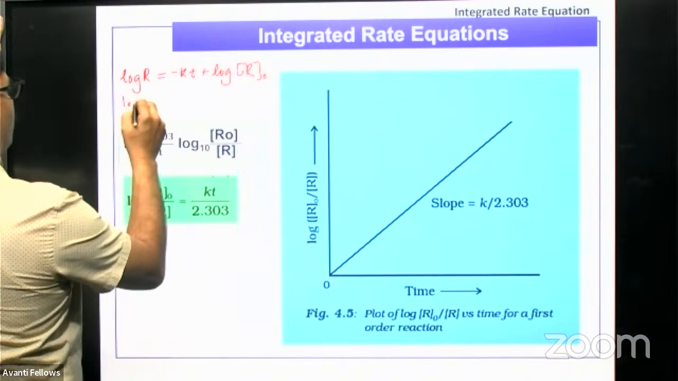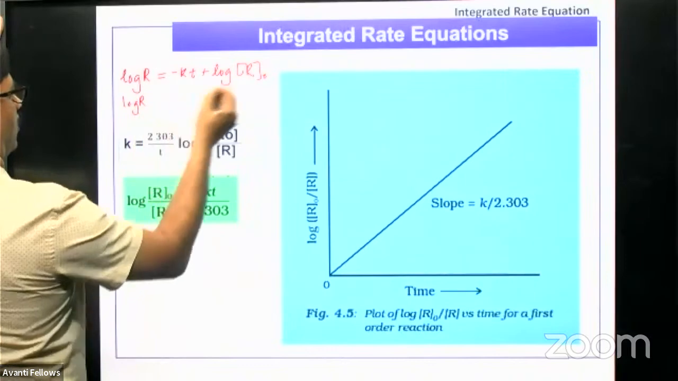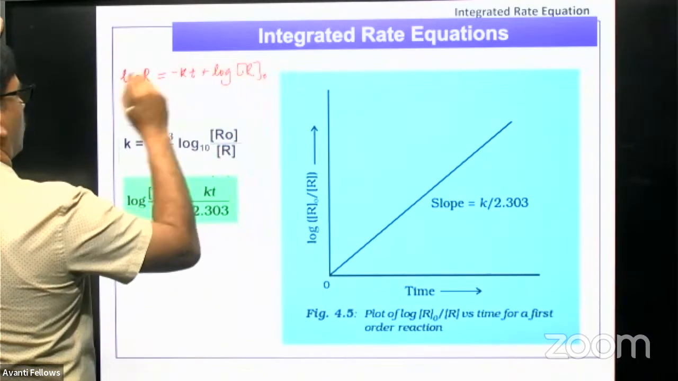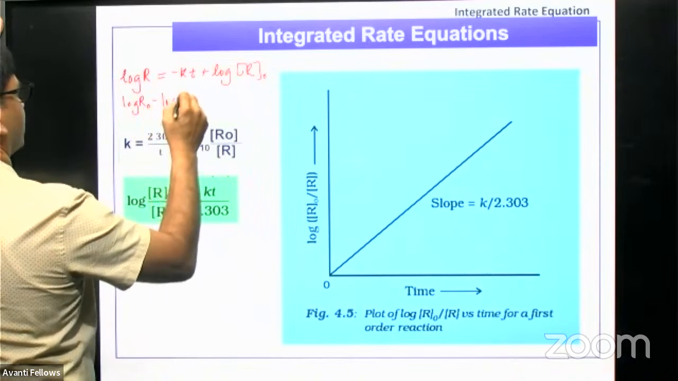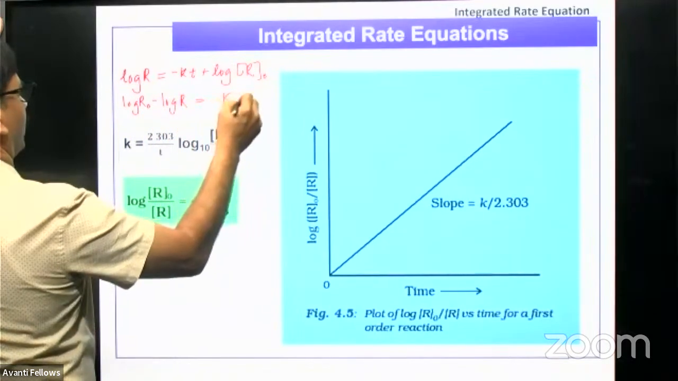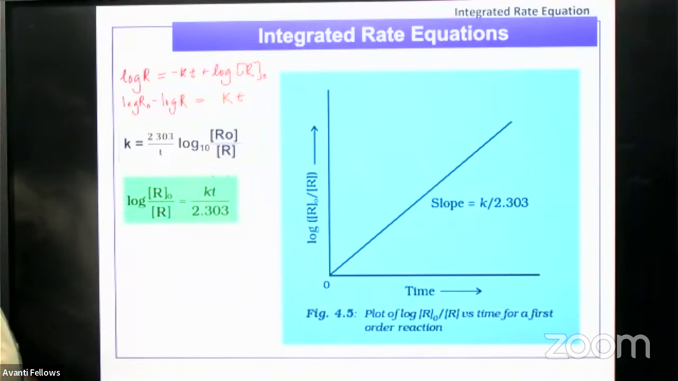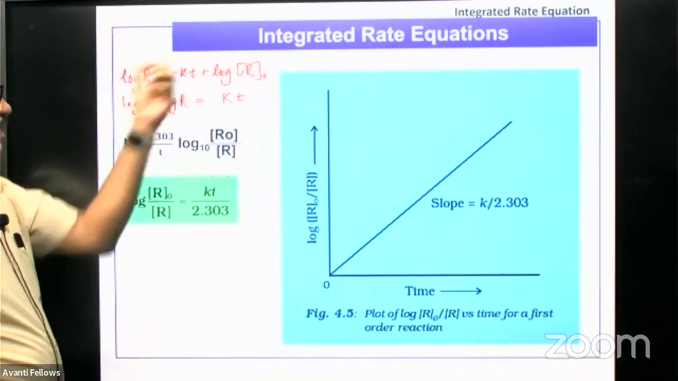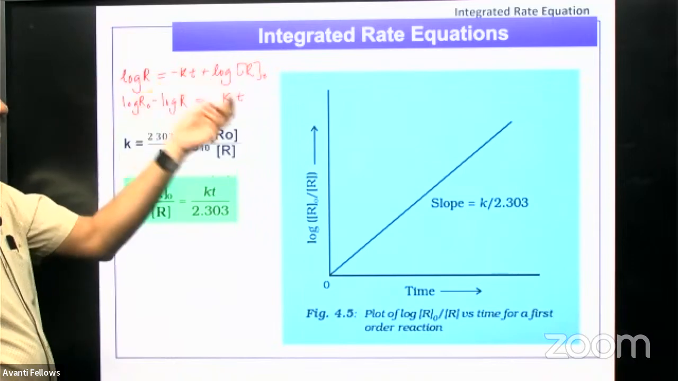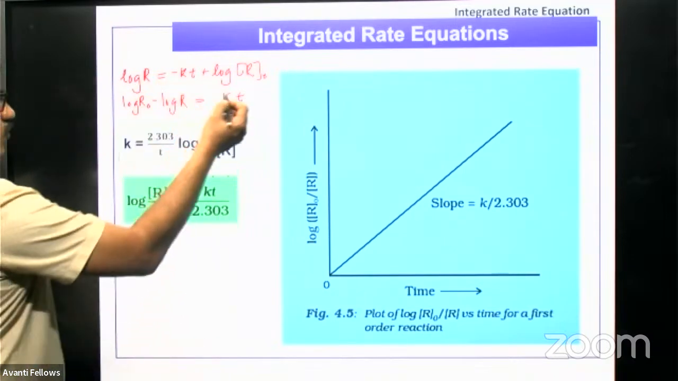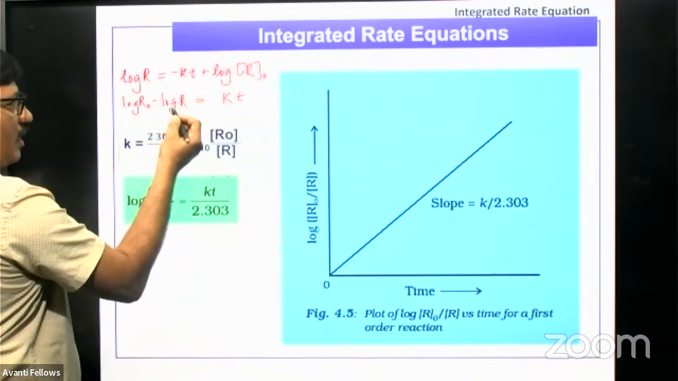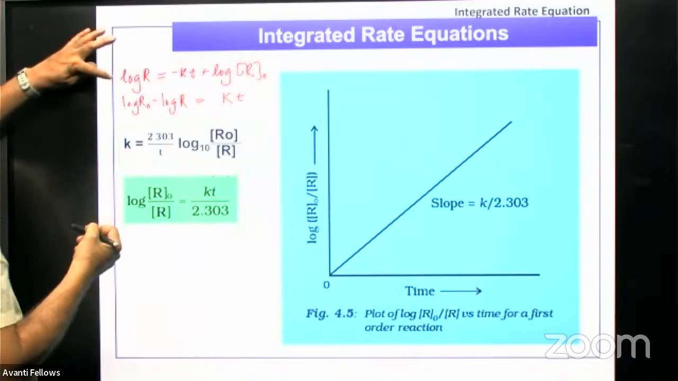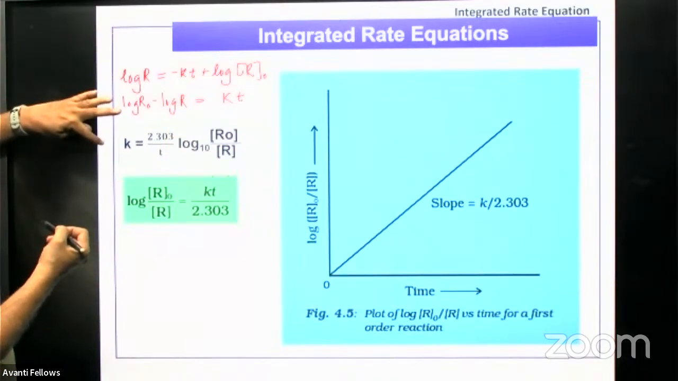So log of R0 minus log of R is equal to Kt. Okay. So log of R, I have changed the sign here. The minus sign has become plus sign when it comes here, and minus Kt is plus Kt. Therefore K is equal to log of R0 minus log of R by t. This is how the expression has come. So this expression is the basis for deriving this.